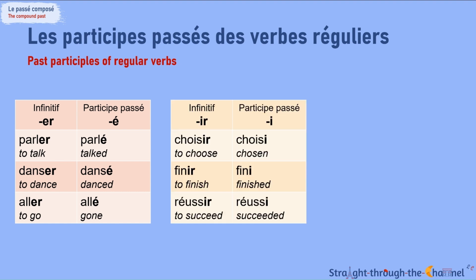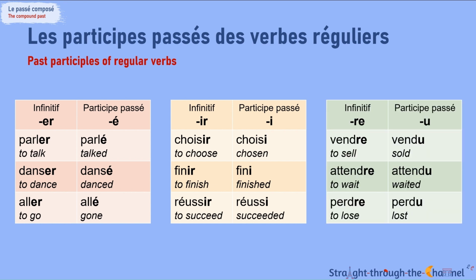For regular ir verbs, you will simply remove the r. So choisir, to choose, becomes choisi, chosen. Finir, to finish, becomes fini, finished. And réussir, which can translate as to succeed, becomes réussi, succeeded. And finally, with regular re verbs, you will remove the re ending and replace with what may seem like a random vowel, a u. Remember, this vowel is pronounced u. So, vendre, to sell, will become vendu, sold. Attendre, to wait, becomes attendu, waited. And perdre, to lose, becomes perdu, lost. So, that's our regular verbs sorted.